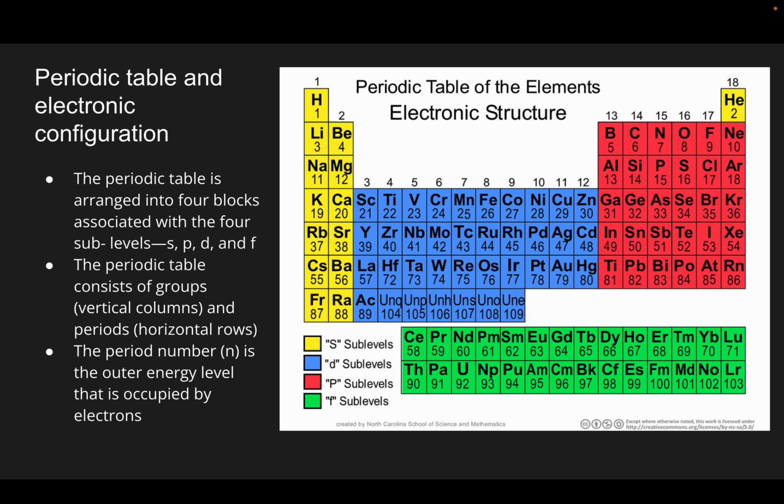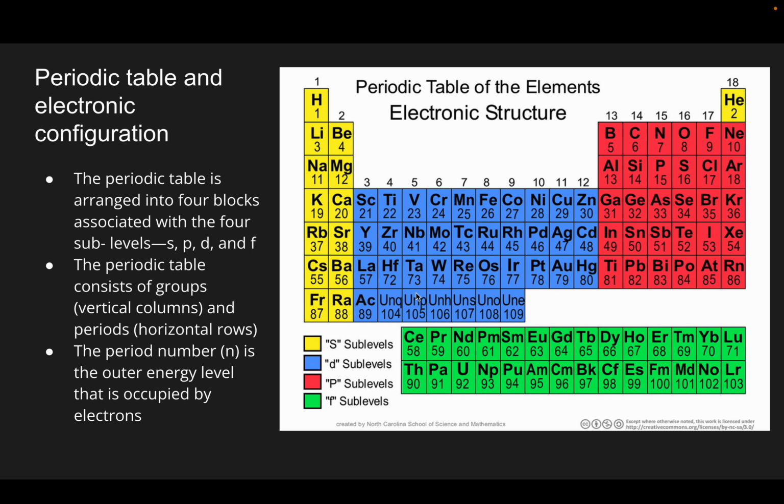So the first one, periodic table and electronic configuration. The first thing IB wants you to know is that the periodic table is arranged into 4 blocks associated with the 4 sublevels. They are S, P, D, and F. As you can see here, metals and helium are in sublevel S. Then transition metals are mostly sublevel D. Non-metals and metalloids are sublevel P, and here we also have sublevel F that we won't cover in detail, but you have to know this.